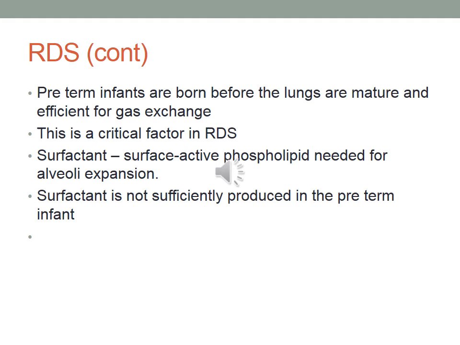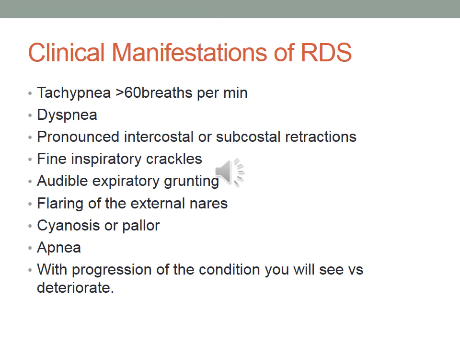Preterm infants are born before the lungs are mature and efficient for gas exchange. This is a critical factor in RDS. Surfactant, surface active phospholipids, is needed for alveoli expansion. Surfactant is not sufficiently produced in the preterm infant.